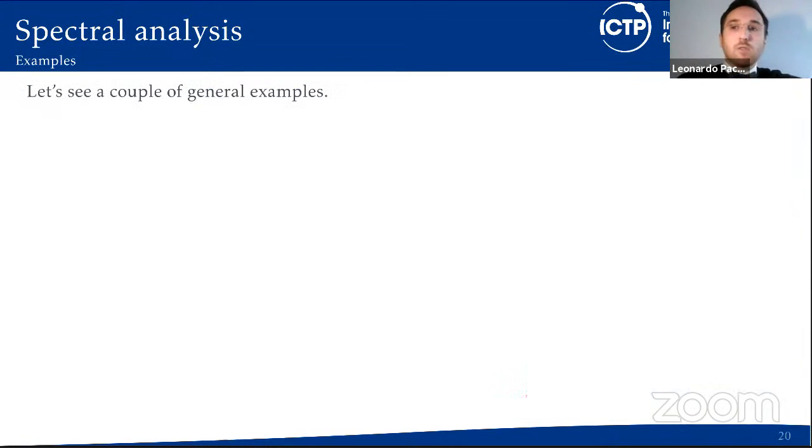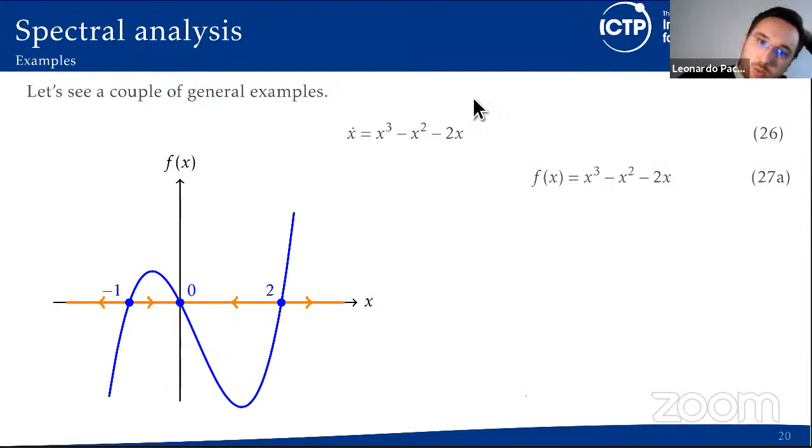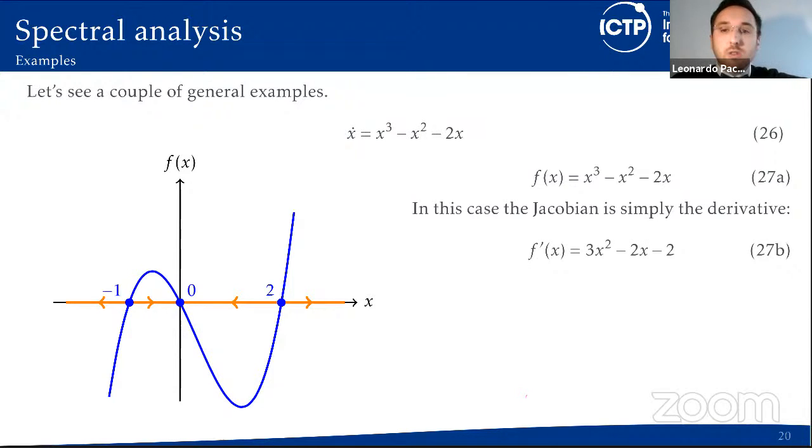Okay, so let's see a couple of practical examples. I first want to show you again the very first example I gave you yesterday. So this nonlinear system with this cubic function. And just to remind ourselves, this is what we did when we drew the stream plot of this system. So now I want to show you what spectral analysis would say in this case. So now we are in a one-dimensional system. So the Jacobian in this case is simply the derivative. So we simply have to differentiate this cubic function.